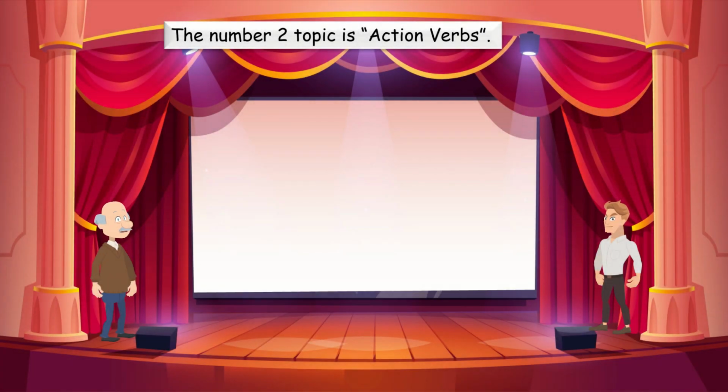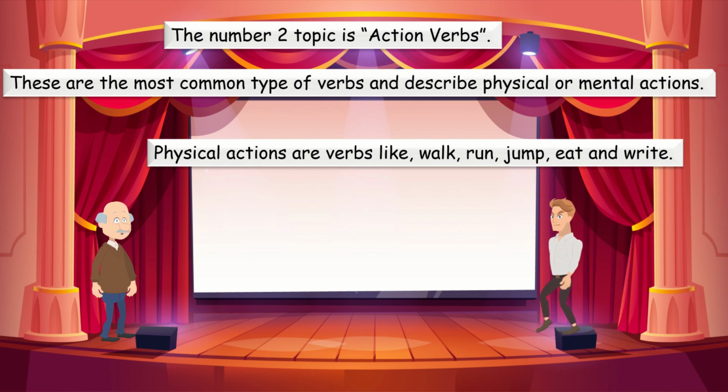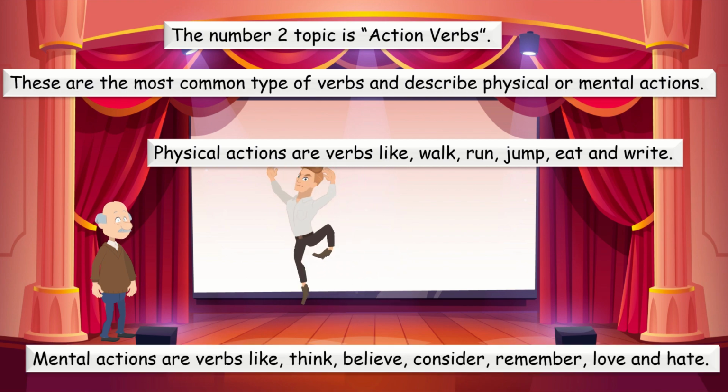The number 2 topic is action verbs. These are the most common type of verbs and describe physical or mental actions. Physical actions are verbs like walk, run, jump, eat and write. Mental actions are verbs like think, believe, consider, remember, love and hate.